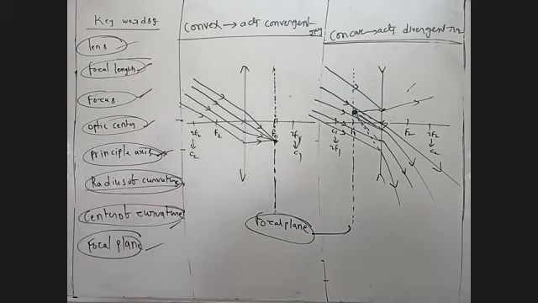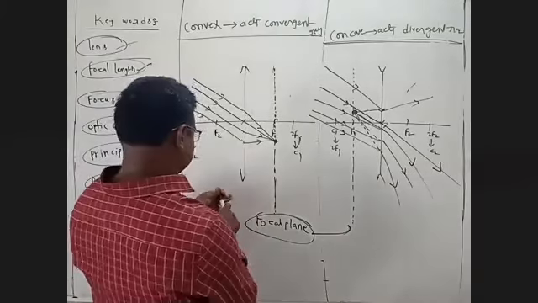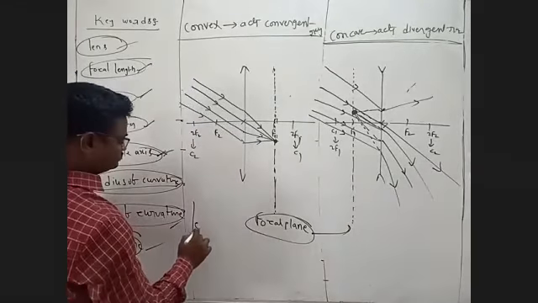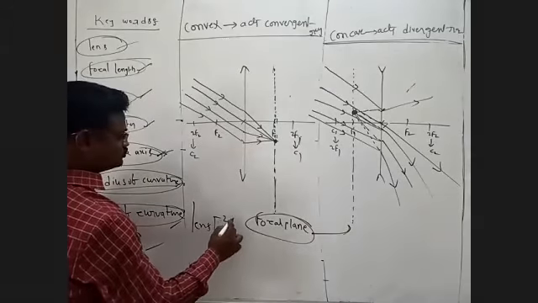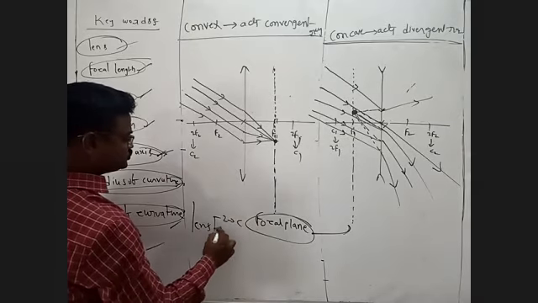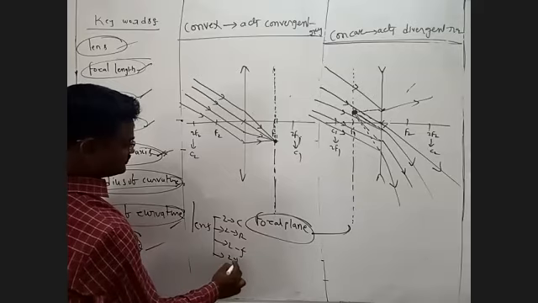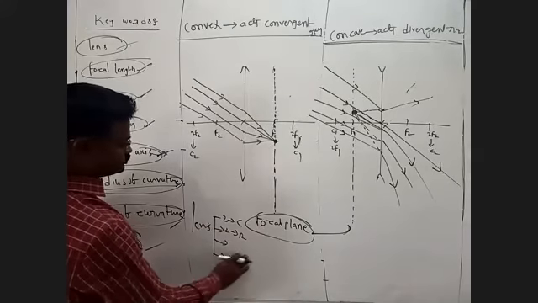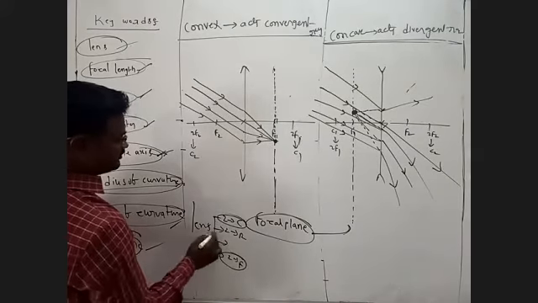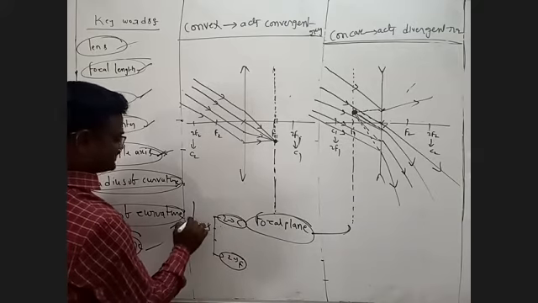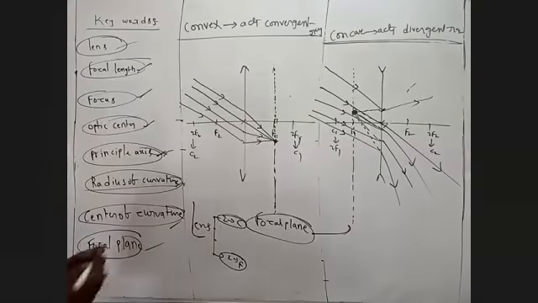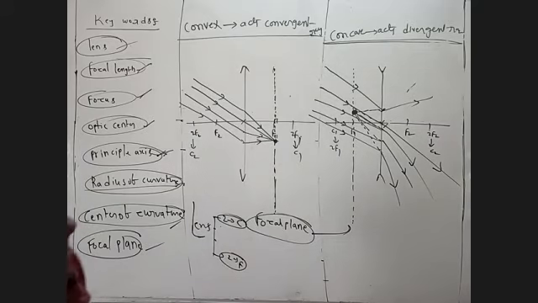That is a key. This is a lens. This lens has two centers of curvature, two radii of curvature, two focal points, two focus points. The lens has two centers of curvature, so two focal points. This is a convex lens.